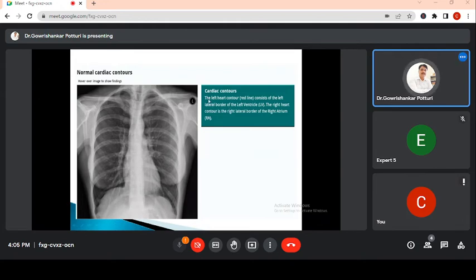Cardiac contours. The left heart contour consists of the left lateral border of the left ventricle. The right heart contour is the right lateral border of the right atrium.